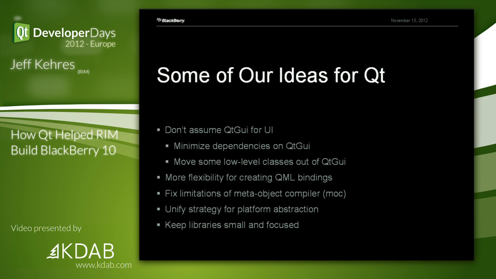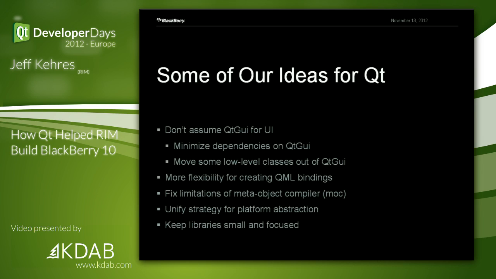I already mentioned one of the problems with moc is that moc doesn't deal well with namespaces. Moc also doesn't let you have templated classes that are QObjects. It also doesn't let you have nested classes if the inner class is a QObject. So any improvements to moc would be awesome.